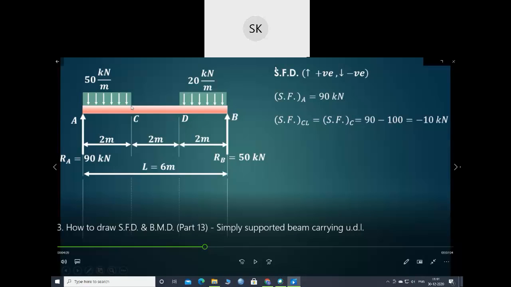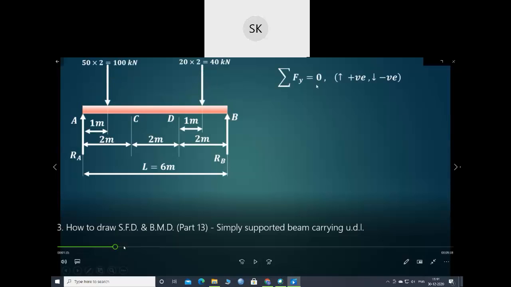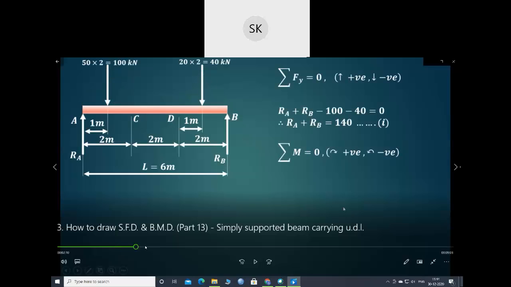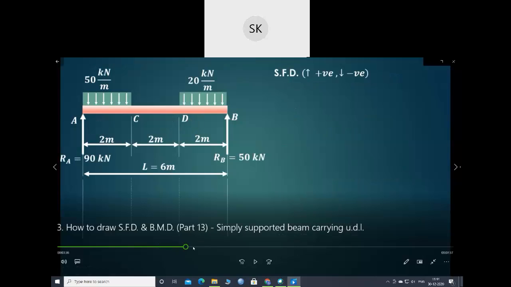So have you understood this part? The first step will be the same, to find out the support reactions by using equations of equilibrium: summation of all the vertical forces, summation of all the horizontal forces, and summation of moment about a point will be equal to 0. That will be the same procedure of finding out the support reactions. So they have found out the support reactions RA and RB as 50 and 90 kilonewton.